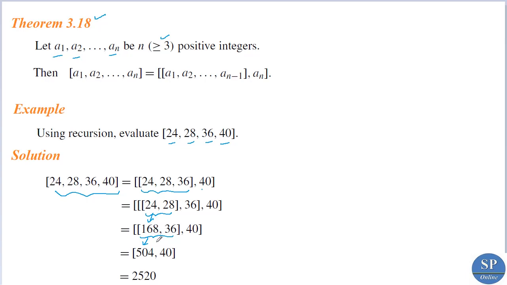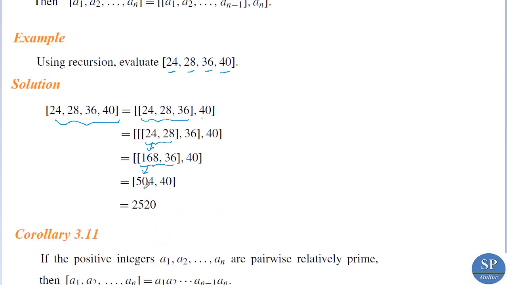This also you can verify. So this is equal to the LCM of 504 and 40, which, you can verify, is equal to 2520. So the recursion can be used to find the LCM of more than two numbers.